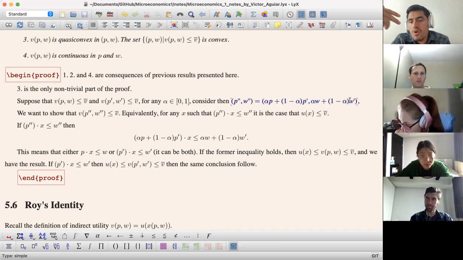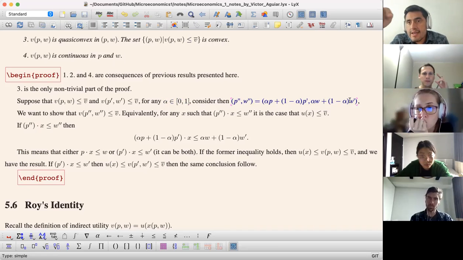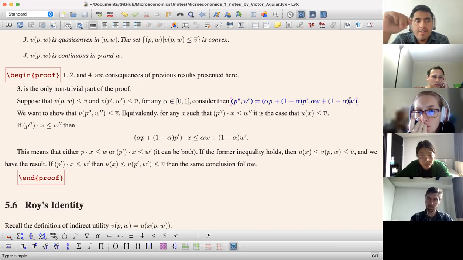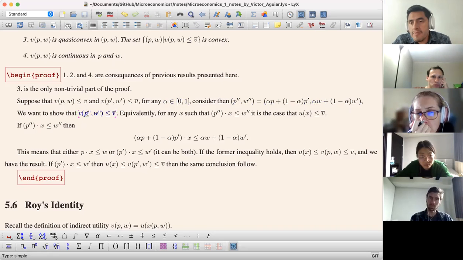So basically I'm trying to show that the two elements in this set of things that are dominated by V bar are going to be inside the same set. So what it remains to show, obviously, is that V of P double prime comma W double prime is less than or equal to 1. Do you understand? That's my objective. So I want to show it.